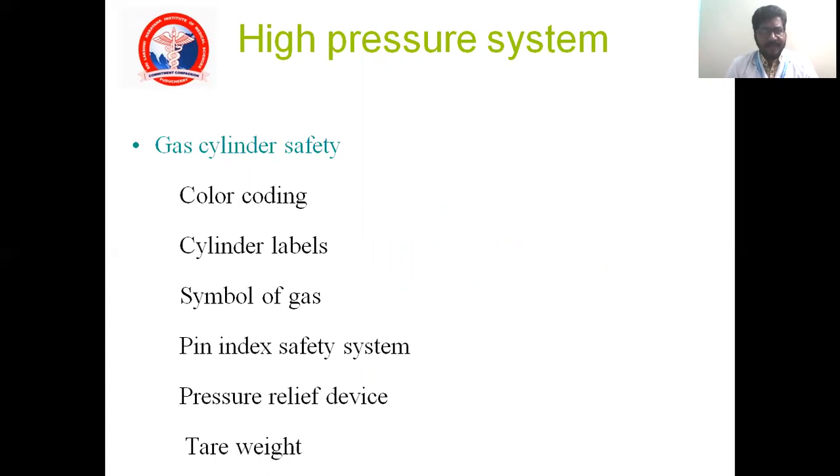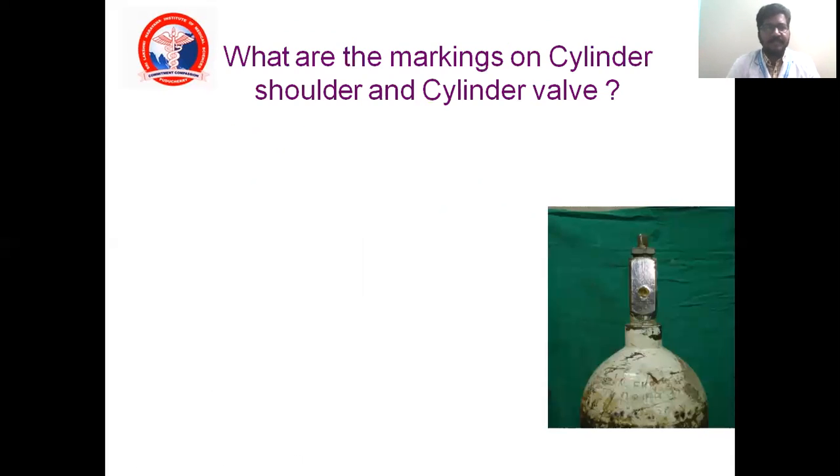Now coming to the gas cylinders, for example oxygen or nitrous oxide cylinders, they have certain details on the cylinders themselves. They also have safety features. These comprise color coding, cylinder labels, the symbol of the gas, pin index safety system, pressure reducing valve, and tare weight. It all will be embedded in the shoulder of the respective gas cylinders.